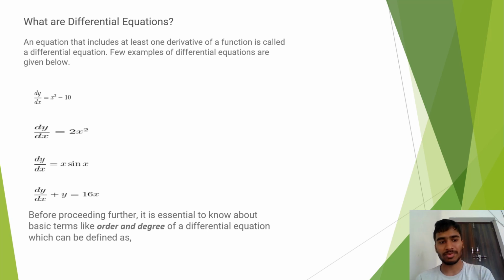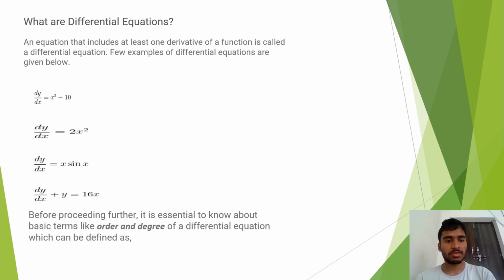No, this is a separate equation and this is another separate equation. I was confused. I thought these two were related, so I actually got confused. I'm sorry. This is one equation and these are all different equations, where the derivative is of order 1. dy by dx is equal to 2x square, dy by dx is equal to x sin x, dy by dx plus y is equal to 16x. These are different types of equations.